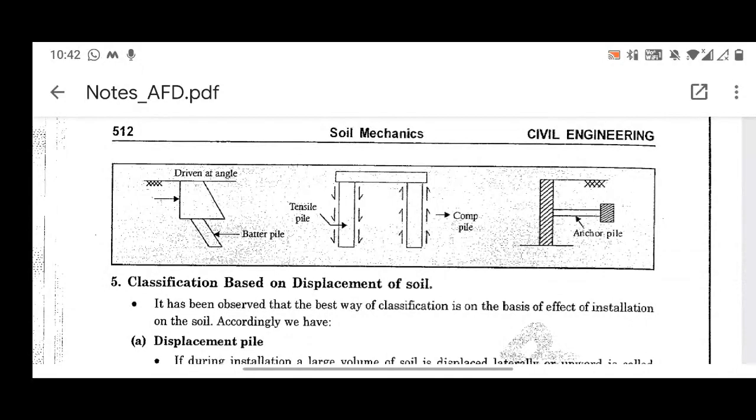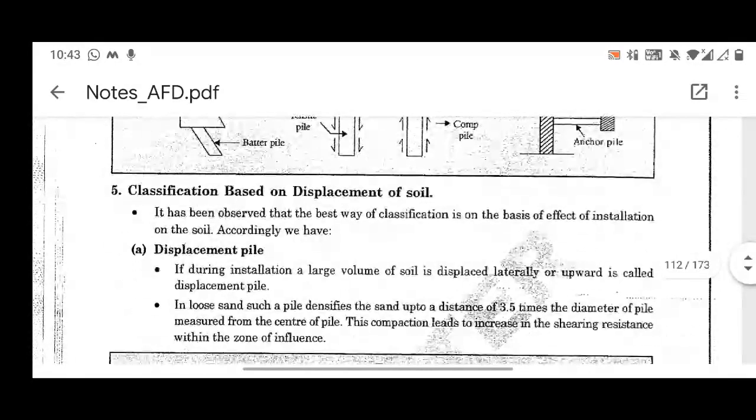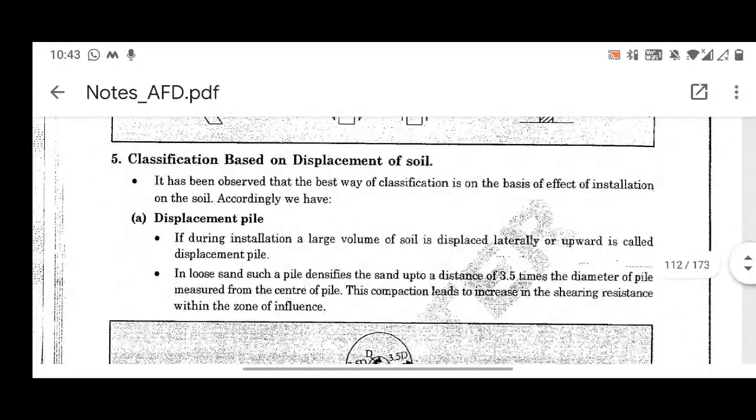Now another classification is based on the displacement of soil, right? So it is quite obvious that when we are installing a pile deep into the ground, there will be displacement of soil mass, right? So accordingly, we'll have piles such as displacement piles and non-displacement piles. So we can easily imagine a displacement pile to be like a driven pile, the pile that is installed into the ground with a hammer, right?